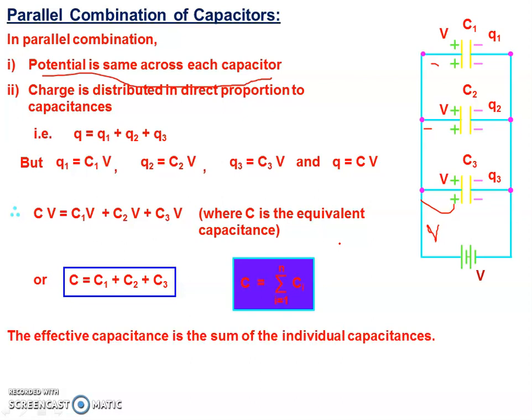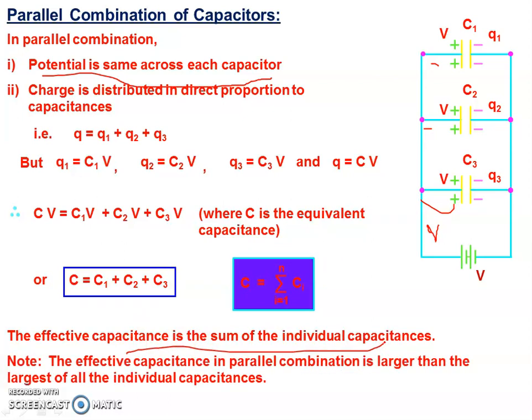So you should learn two formulas. One for series combination, that is 1 by C equal to 1 by C1 plus 1 by C2 plus 1 by C3, and the other one is C equal to C1 plus C2 plus C3. This is for parallel combination. The effective capacitance is the sum of individual capacitances, right. The effective capacitance in parallel combination is larger than the largest of the individual capacitances.